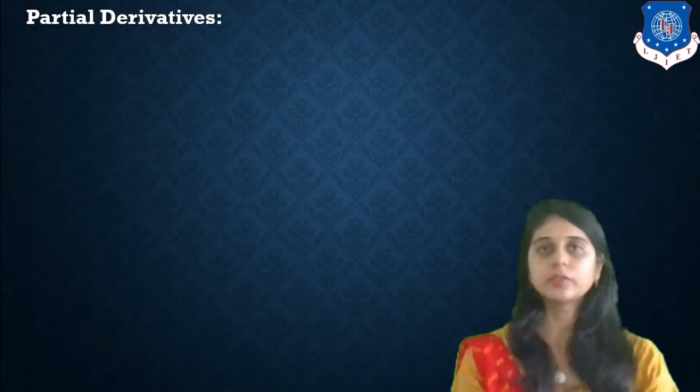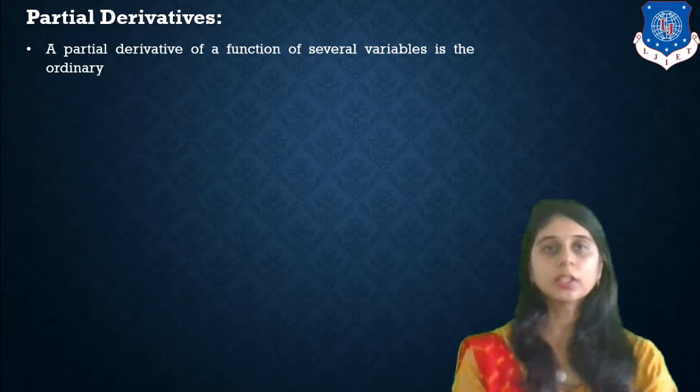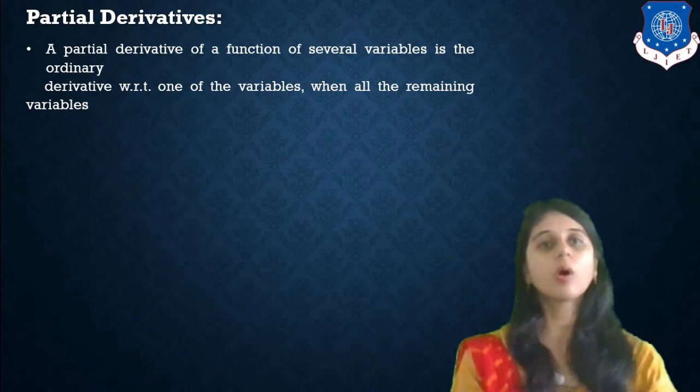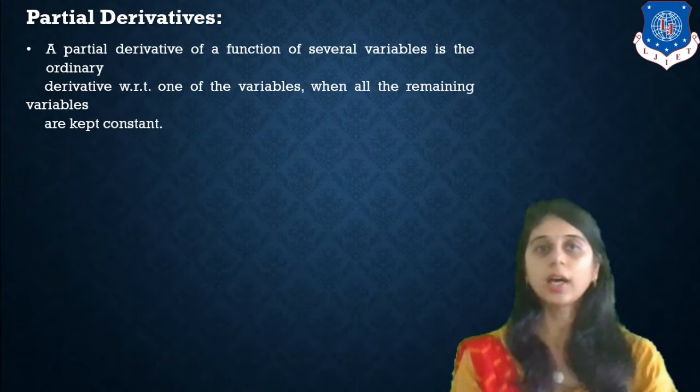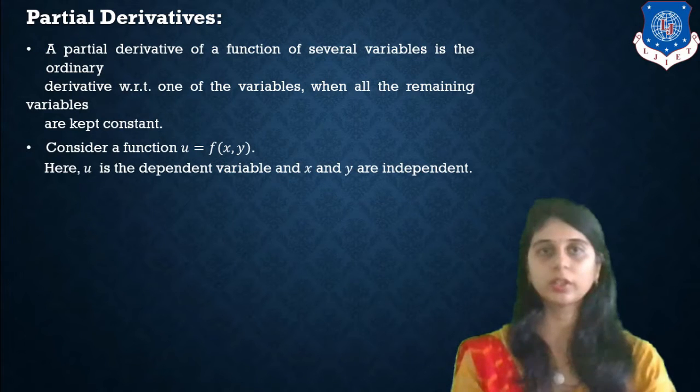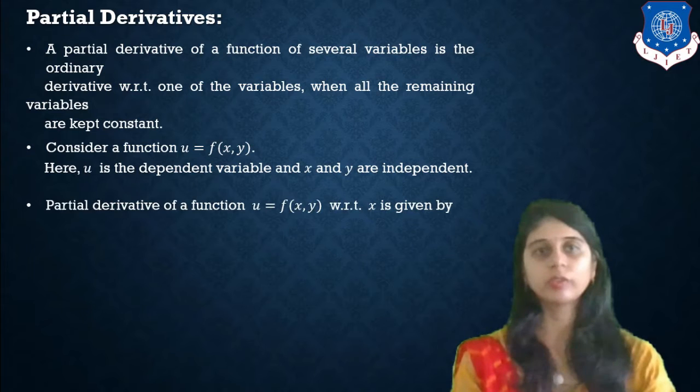What is a partial derivative? A partial derivative of a function of several variables is the ordinary derivative with respect to one of the variables when all the remaining variables are kept constant. Consider a function u equal to f of x, y. Here u is a dependent variable and x, y are independent variables.